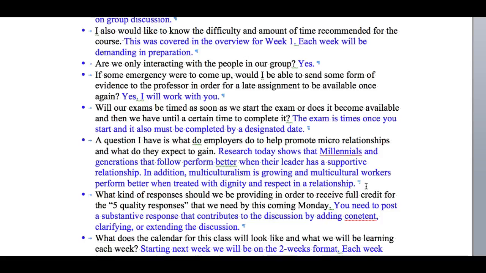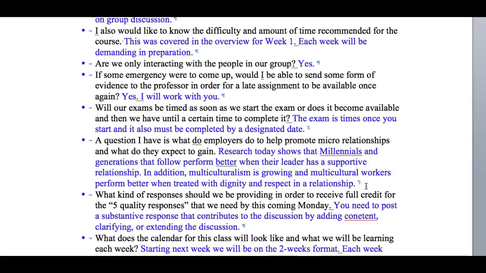A question I have is, what do employers do to help promote micro relationships? And I think what they meant by micro relationships here, they're talking about good working relationships with employees. And I would point to the research today shows that millennials and generations to follow perform much better when their leader has a supportive relationship.